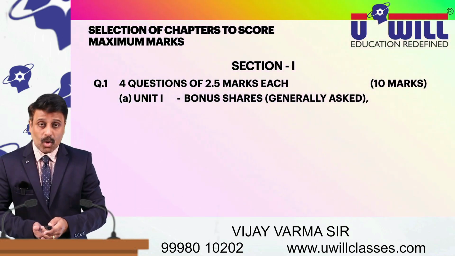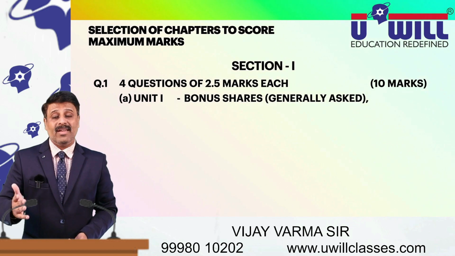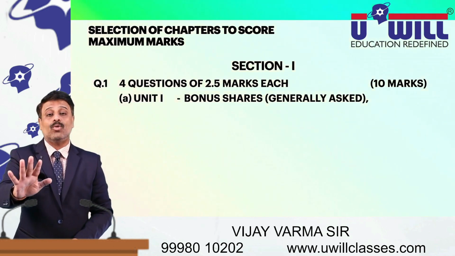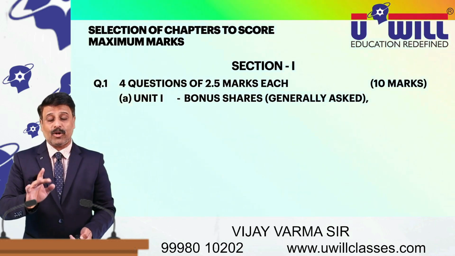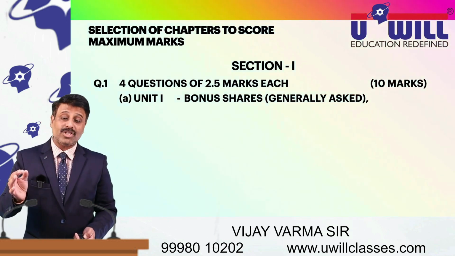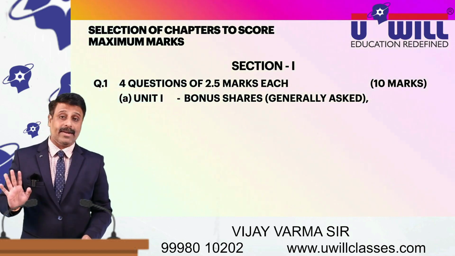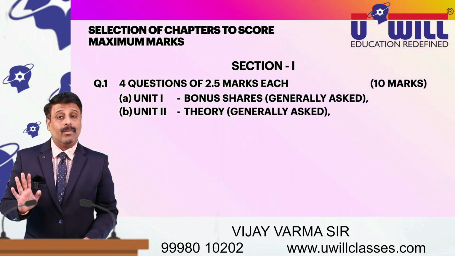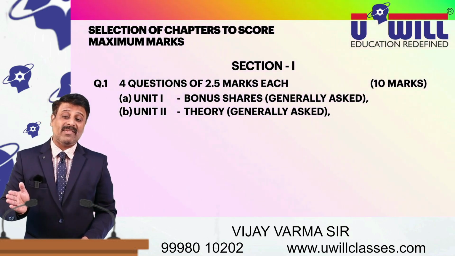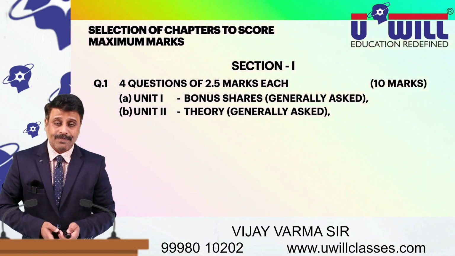And so far they have not asked, but I feel even underwriting's small question for 2.5 marks can be asked in exams. So, on the safer side, I will advise that for 2.5 marks you prepare the questions of bonus shares as well as underwriting. In B, profit prior to incorporation and redemption of preferences, generally theory has been asked.